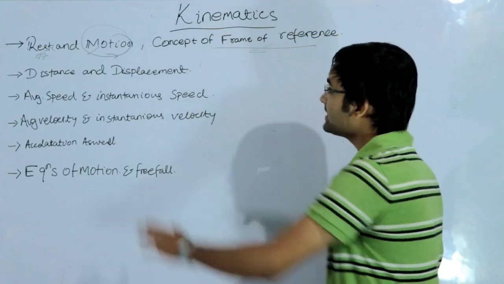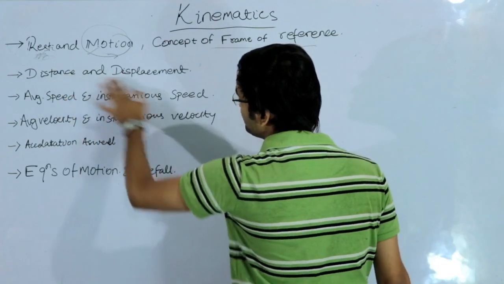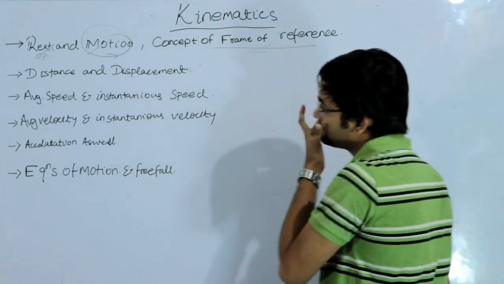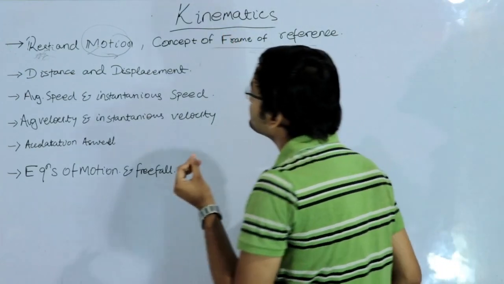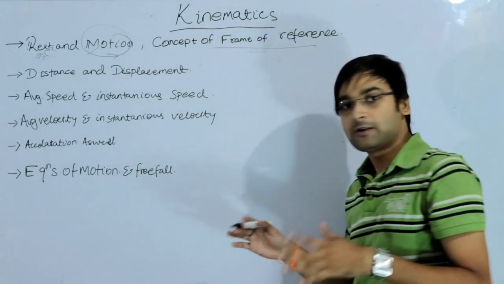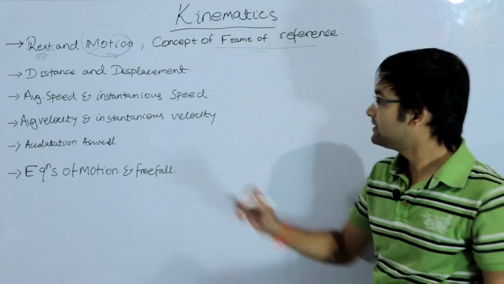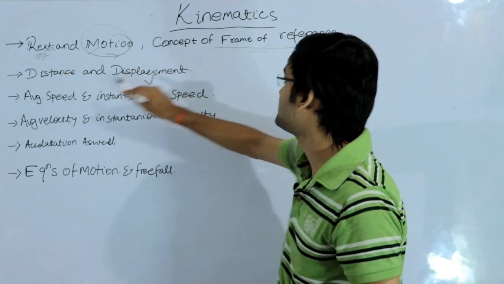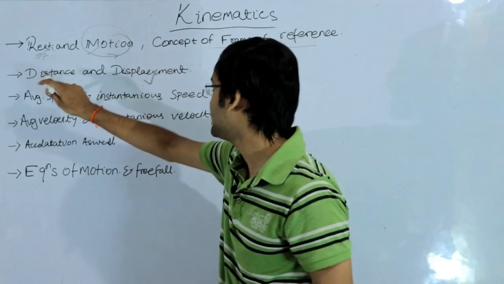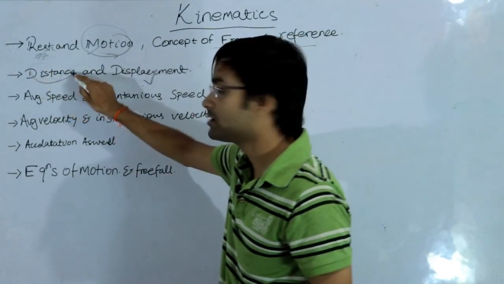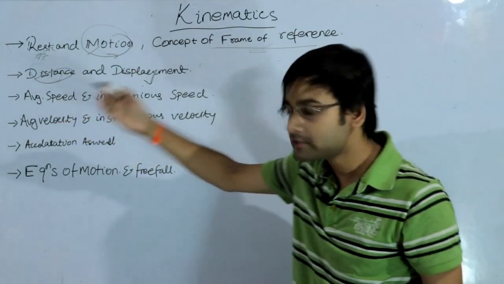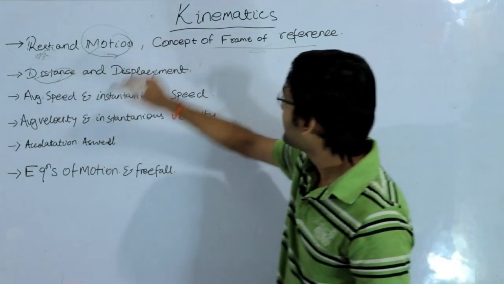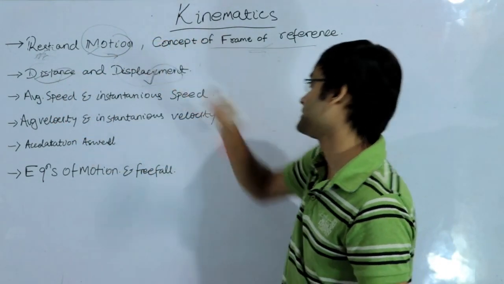And another topic is called distance and displacement. This is a very important topic in your mechanics and in kinematics. What is distance and what is displacement? Actually, distance is a scalar quantity and displacement is a vector quantity. This is the very big difference between these two things. We have learned what scalar and vector are in the previous chapter. Distance is called a scalar and displacement is called a vector quantity.